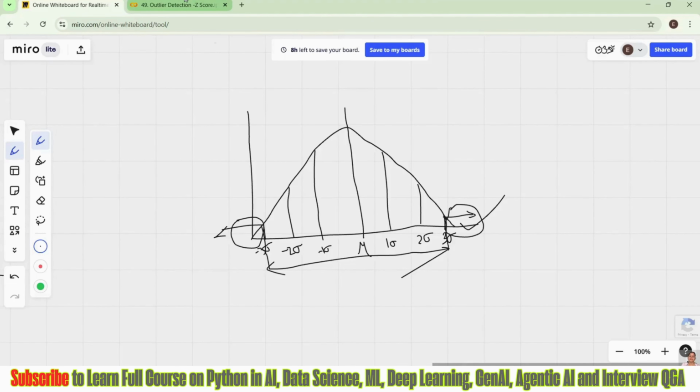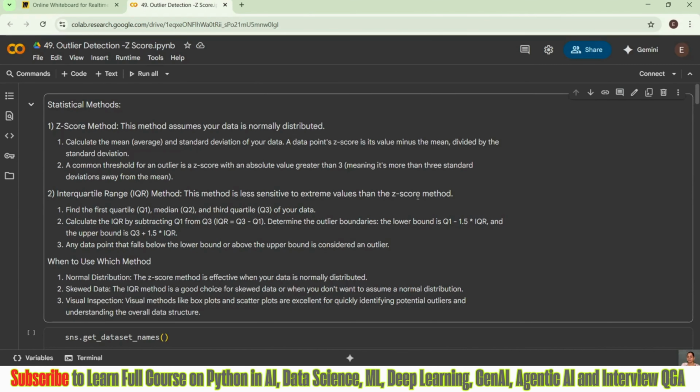So anomaly detection is an important task in this whole journey, right? That is what we are going to discuss. So the first method we understood is the Z-score. The next method is the interquartile range method.